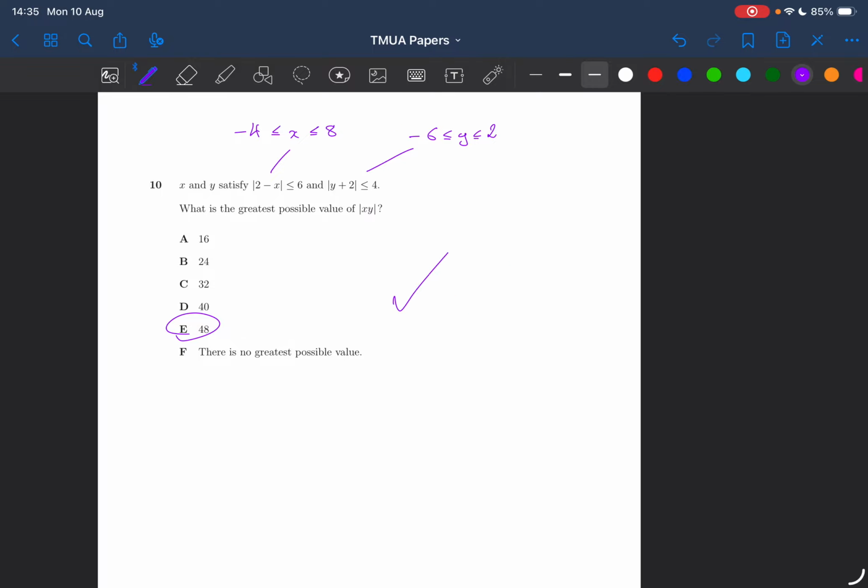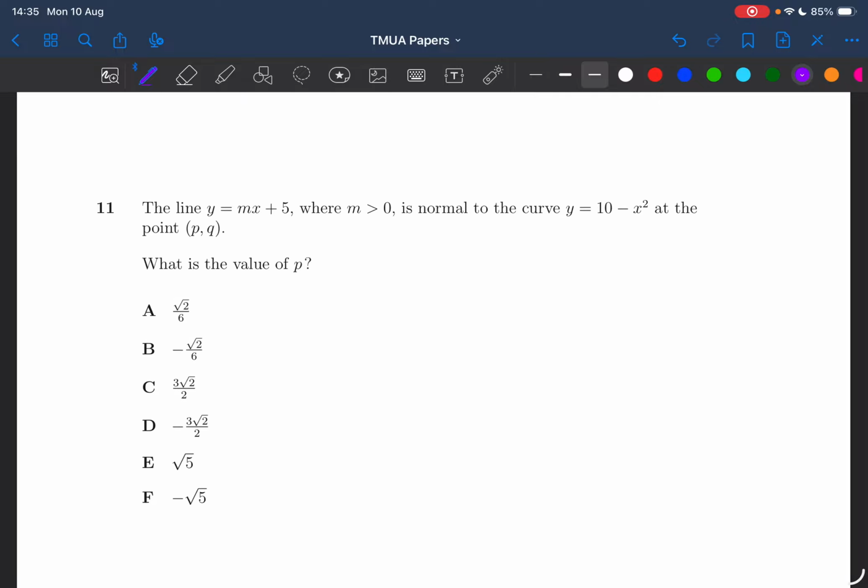On to number 11 then. We got mx plus 5 is normal to the curve at the point PQ. What's the value of P? Okie dokie. So let's do dy dx. That's going to give us minus 2x.